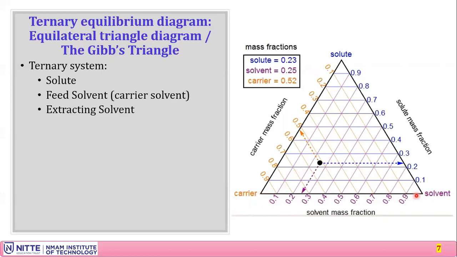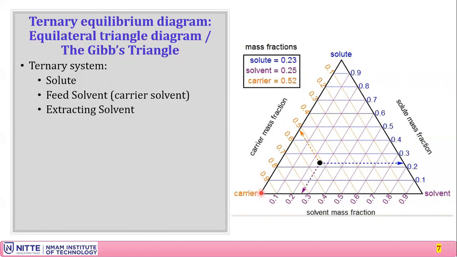The sides are equally distributed, so here it goes from 0 to 1, but if you write it on a percentage scale, it will be written as 0, 10%, 20, 30, 40, up to 90, 100%. So it is equally distributed. The same way, the other two sides are distributed from 0 to 100% on a percentage scale, or on a decimal scale it is 0.1, 0.2, and like that it goes on. Similarly the other side. The apex refers to the pure solvent or pure component.